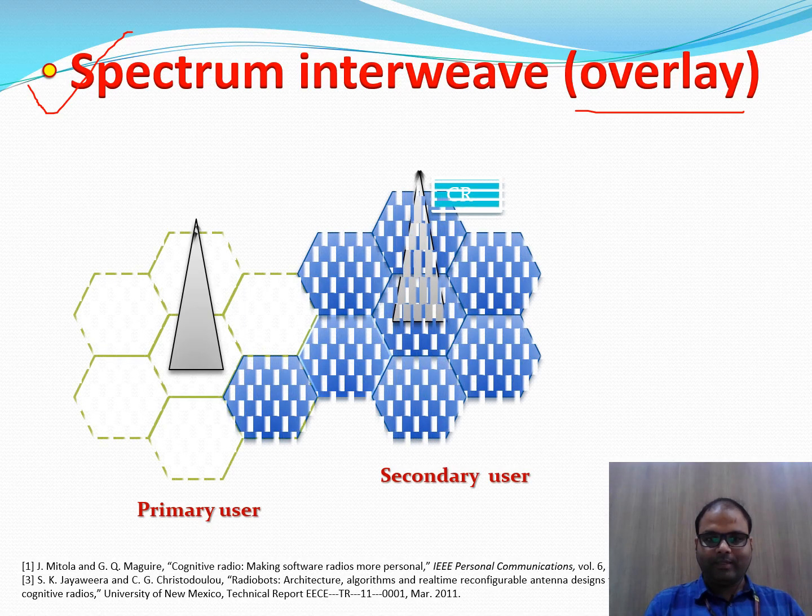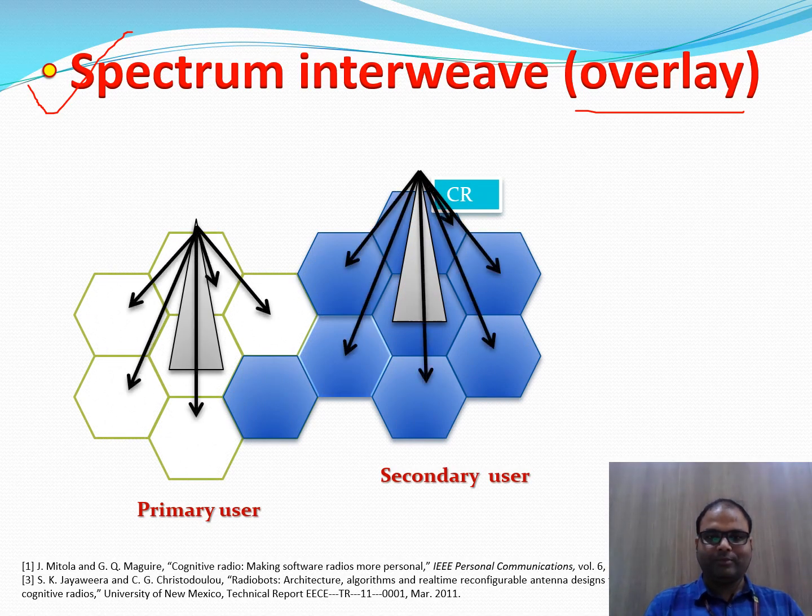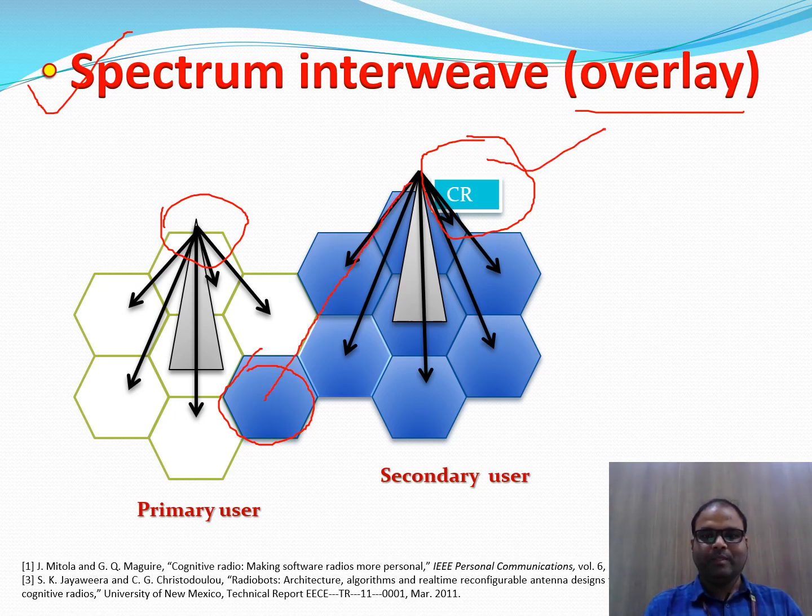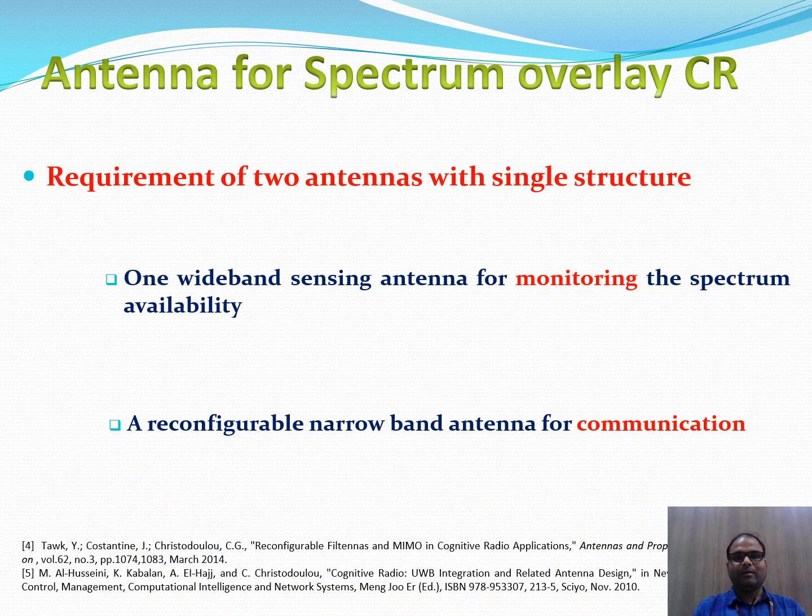Here we have two users, let's say they are using the spectrum like this. If this user has the cognitive radio concept, then if the other user is not using this space or the spectrum, at that time this user is able to use this spectrum. Due to that, we have to design one antenna, and this antenna is for sharing.